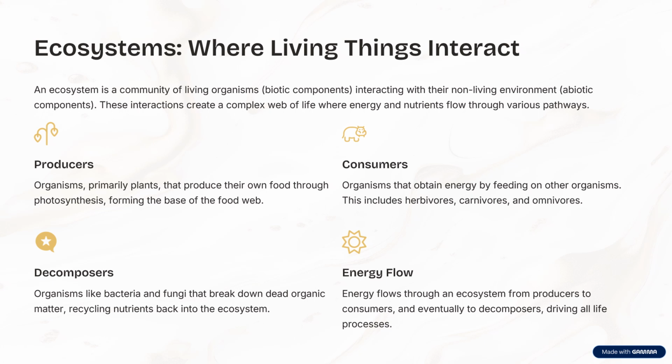There are three components which are involved in this ecosystem. First, producers. Organisms like plants that produce their own food through photosynthesis, forming the base of the food web. These plants are very important for this ecosystem. The food web is based on these producers.